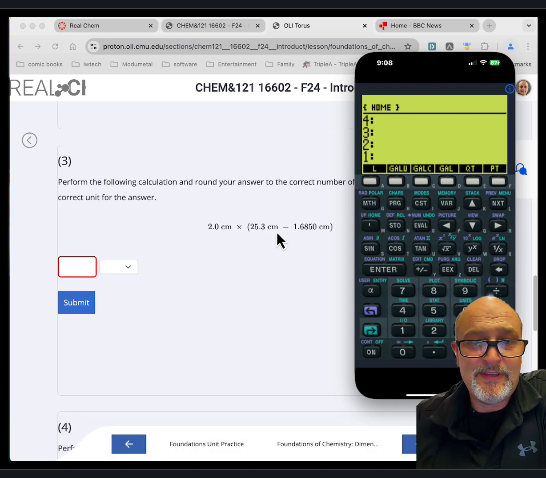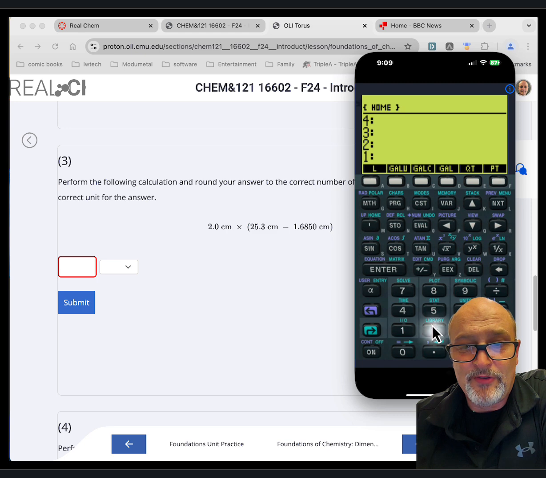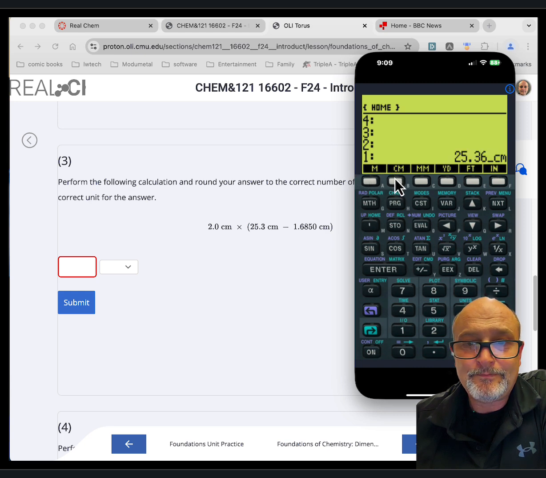So we're going to start inside these parentheses with 25.3 centimeters. That's just about an inch. So we're going to go back to units. Go to units. There we go. Length, centimeters. And actually, I'll take that off. I'll put in the 2 centimeters first. 2.0 centimeters, and then I'll enter 25.3. This thing is not taking my clicks very well.